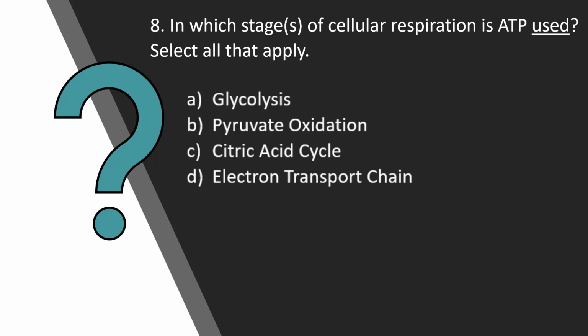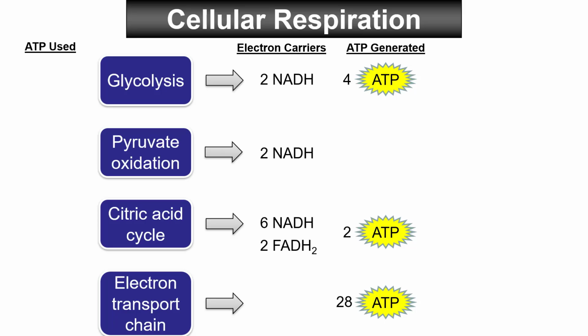Okay, in which stages of cellular respiration is ATP used? And the answer is glycolysis. So we know that ATP is generated during glycolysis, the citric acid cycle, and the electron transport chain, but ATP is only used in glycolysis. Here's our handy chart again. This reminds us where ATP is generated. Now we're going to add in that ATP is used in glycolysis, and glycolysis uses 2 molecules of ATP.